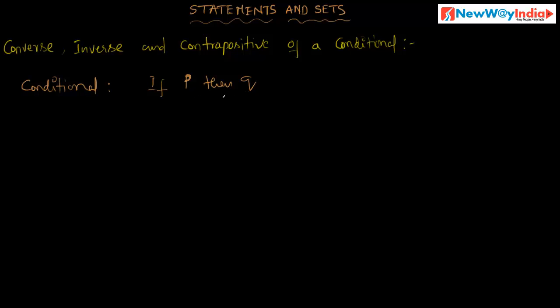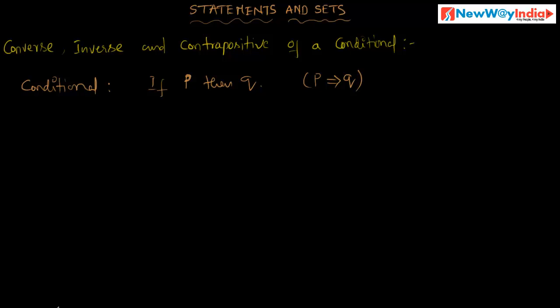If P then Q. It is a conditional. Symbolically it is represented like this: P implies Q. So we have to discuss what is the converse of this conditional, what is the inverse of this conditional, and the contrapositive of this conditional. So this is the given conditional.